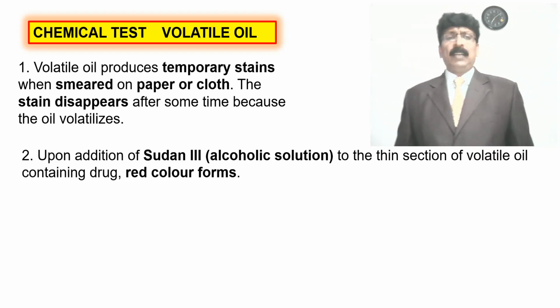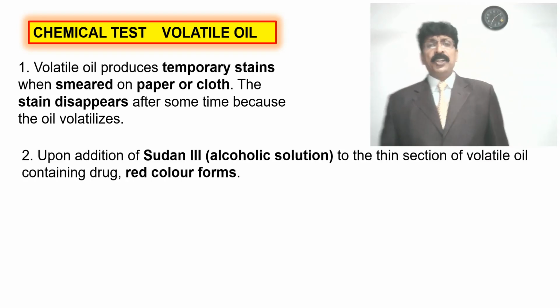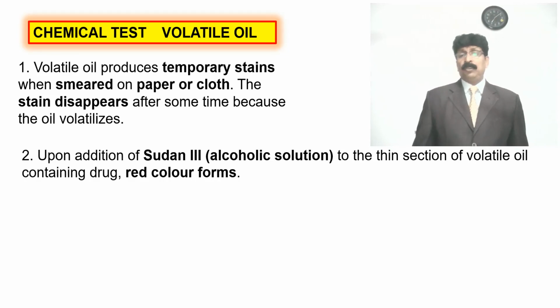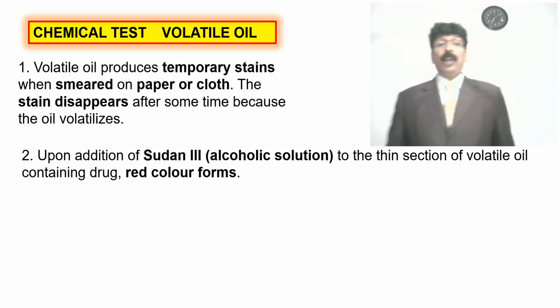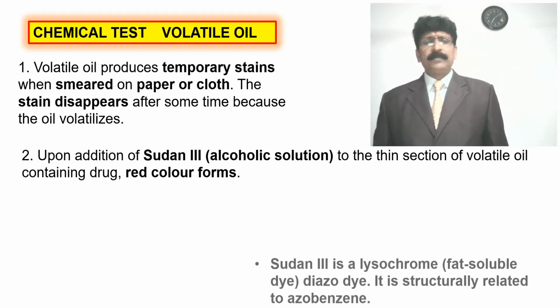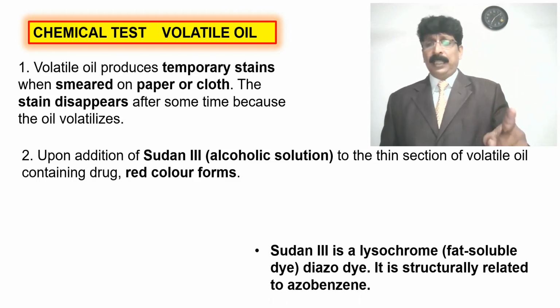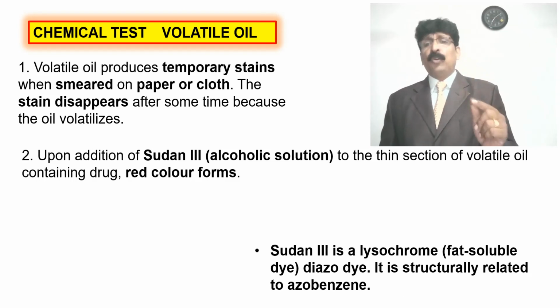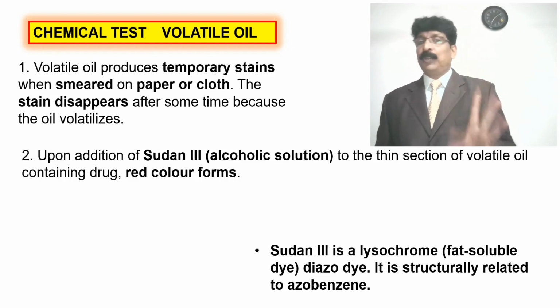Second test is upon addition of Sudan 3 alcoholic solution to the thin section of a volatile oil containing drug, red color is formed. Sudan 3 means what? It is a lysochrome, a fat soluble dye. It is a diazo dye. It is structurally related to azobenzene. This you should know, what Sudan 3 means.